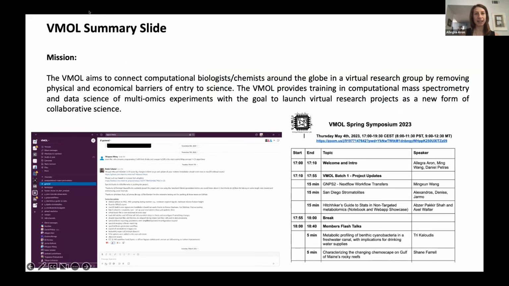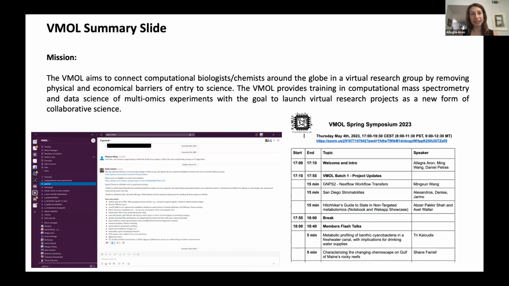Okay, but before we dive into some of the metabolomics and some of the science, for those of you who are new, and as a reminder to those of you who have been here before, I just wanted to briefly summarize what VMOL is and what the goals of this initiative are. VMOL aims to connect computational biologists with chemists and data scientists from around the globe to make a virtual lab.